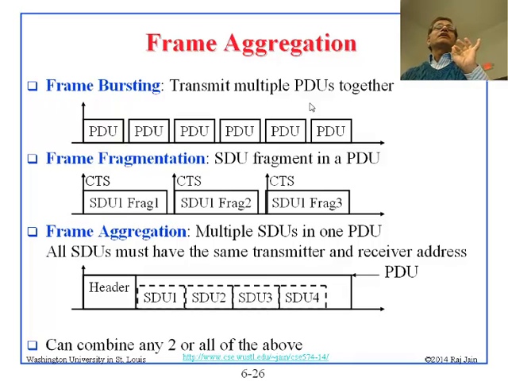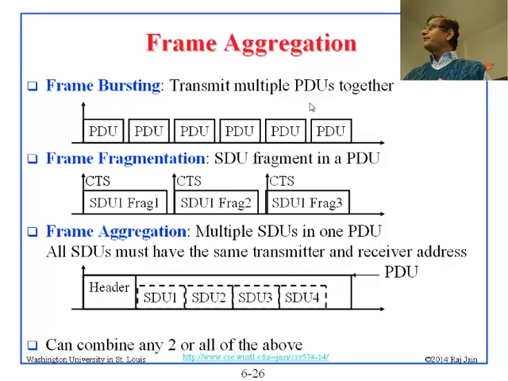Alright, so you understand the difference between aggregation and bursting? In bursting, every PDU has a header and so on and so forth. Here there is only one header. Of course, there is some extra bits here which says how long is each SDU so that it can be broken up later on. So, but there is one MAC header. Alright, and you can combine.